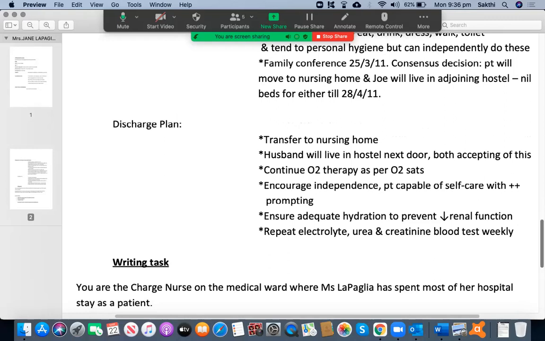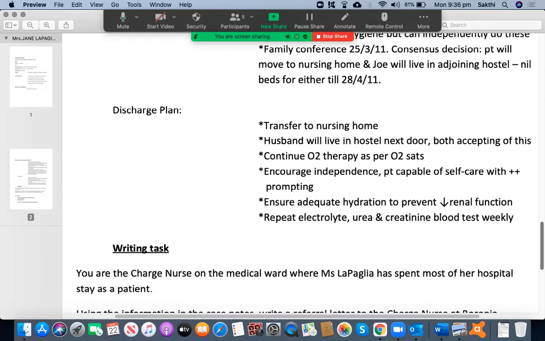Encourage independence. Patient capable of self-care with the prompting. Ensure adequate hydration to prevent renal function deterioration. Repeat electrolytes. Did you mention this one? Yes, sir. Encourage independence. Continue O2 therapy. I think that's all good.